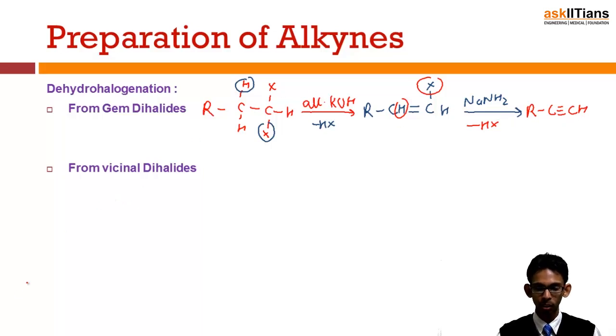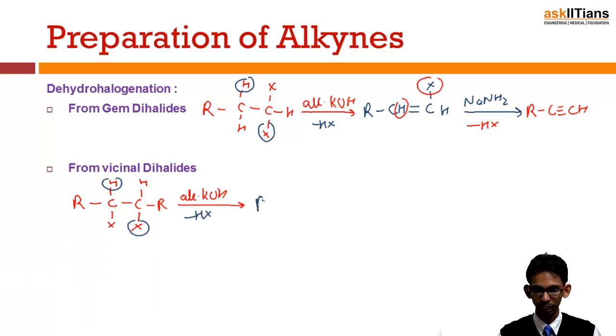Now another way is dehydrohalogenation of vicinal dihalide. What are vicinal dihalides? These are compounds in which again two halogens are present, but on adjacent carbon atoms. This is, let's say, a general formula. Now when it is reacted with alcoholic KOH, again beta elimination takes place. This halogen, let's say, and this hydrogen come out in the form of hydrogen halide, which results in the formation of a compound like this. This is halogen.